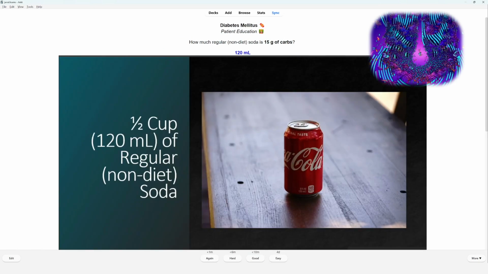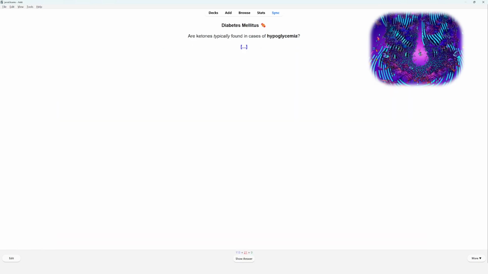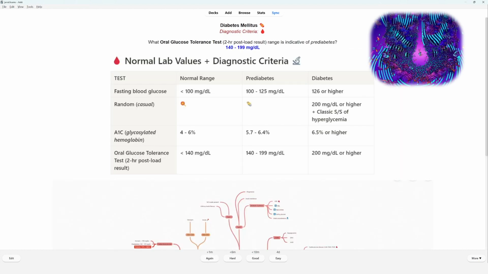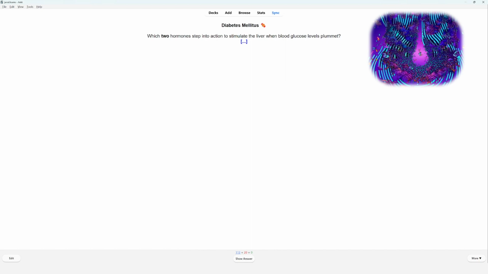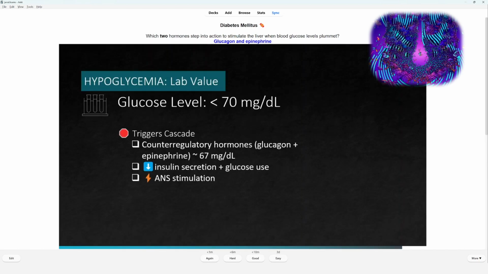8 ounces, or 4 ounces. No. 140 to 199. Epinephrine and glucagon stimulate the liver when blood glucose levels plummet.